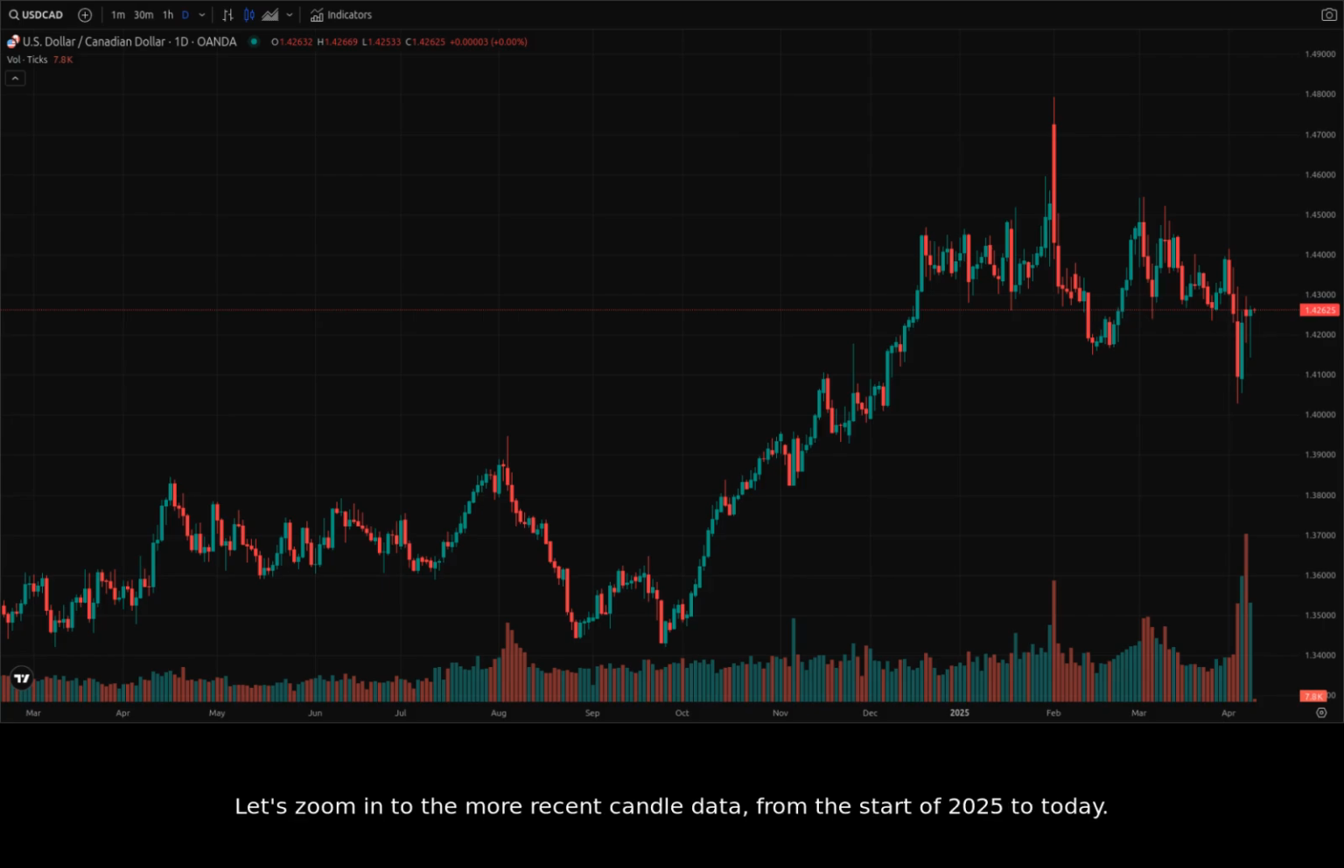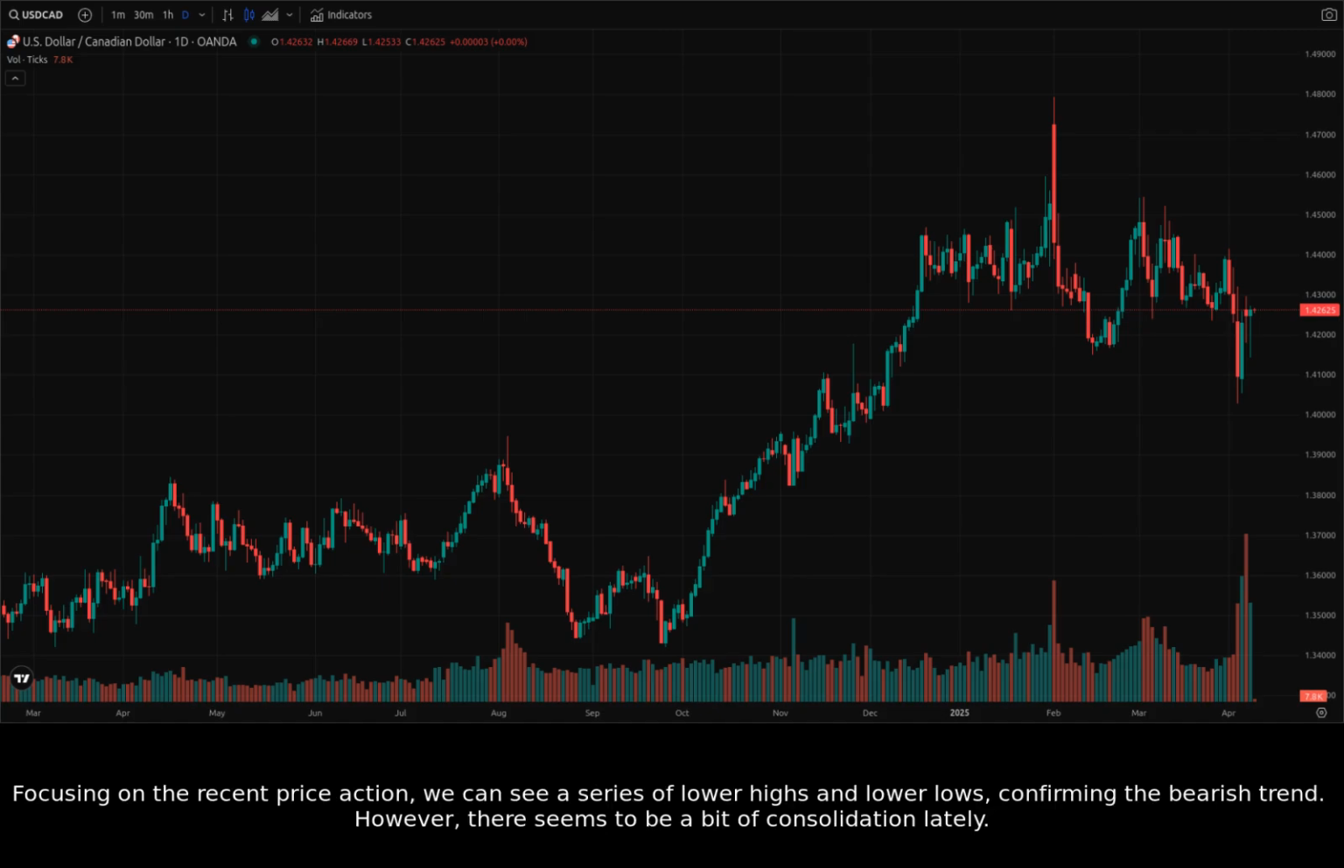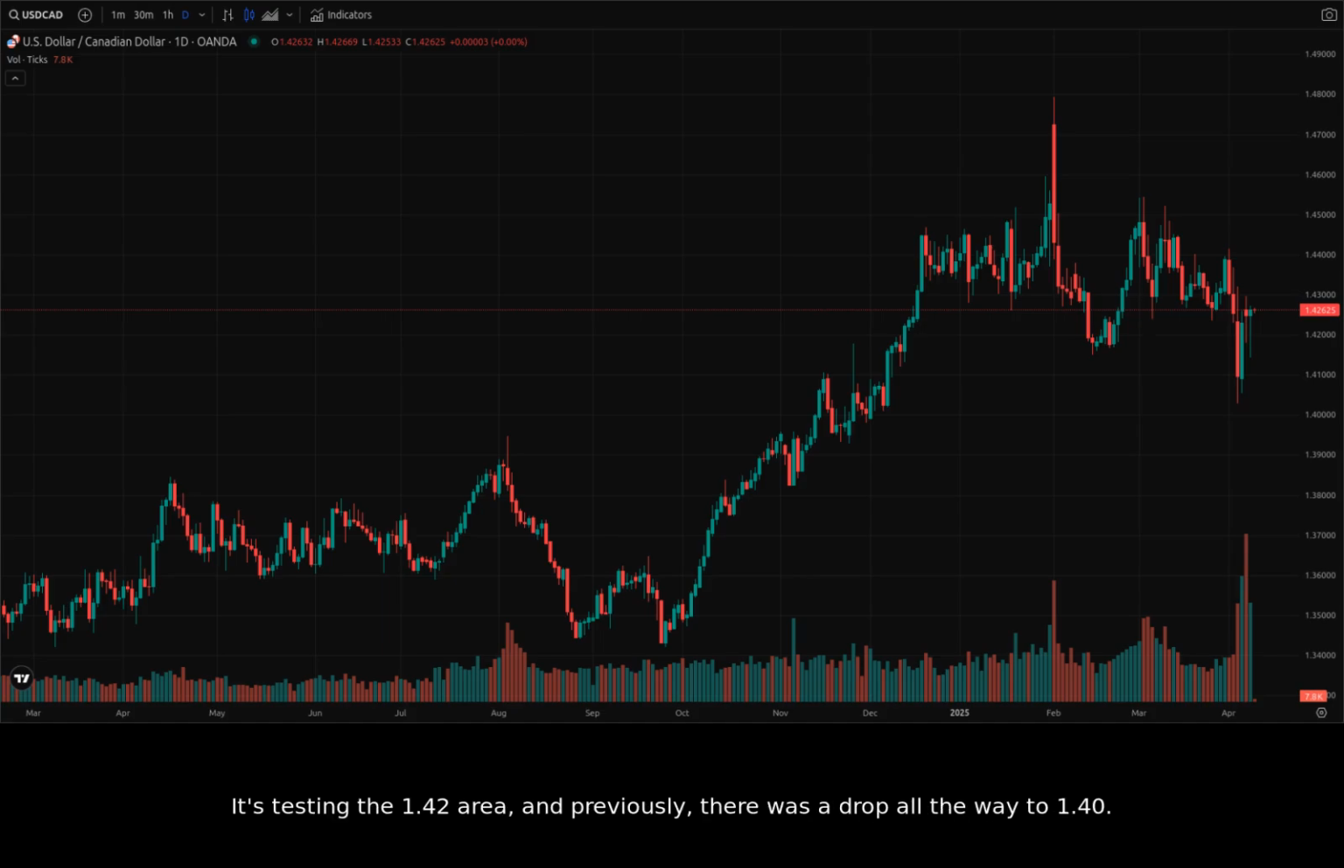Let's zoom into the more recent candle data from the start of 2025 to today. Focusing on the recent price action, we can see a series of lower highs and lower lows, confirming the bearish trend. However, there seems to be a bit of consolidation lately. It's testing the 1.42 area, and previously, there was a drop all the way to 1.40. It is important to see if it can sustain these lower levels.